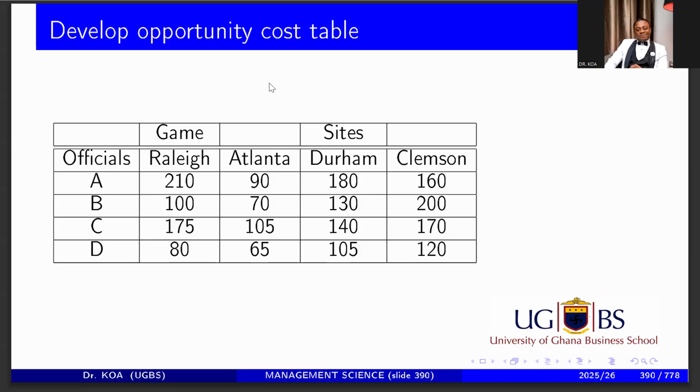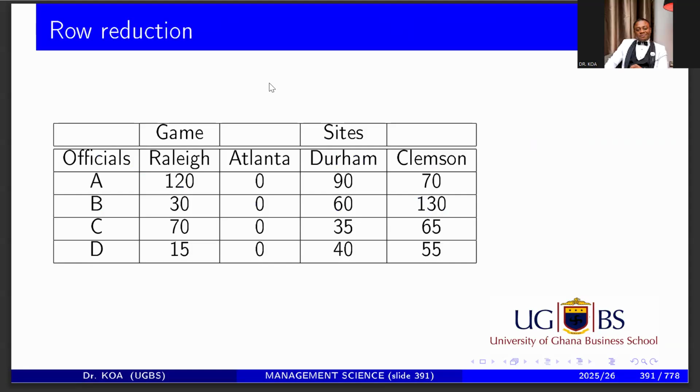90. Okay, so you subtract 90 from all of them. 90 itself will have what left? 0. So that's the first one here. You do that for all the rows as well. So I did it for the first row, the second row, the third row, the fourth row, the fifth, and all of that.